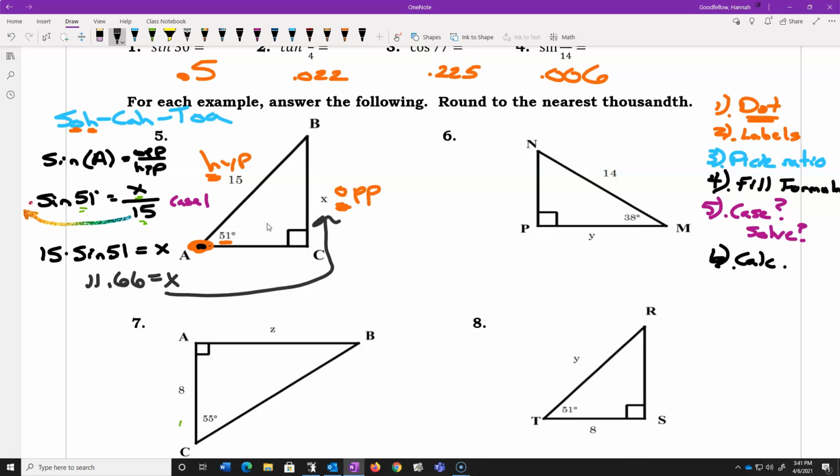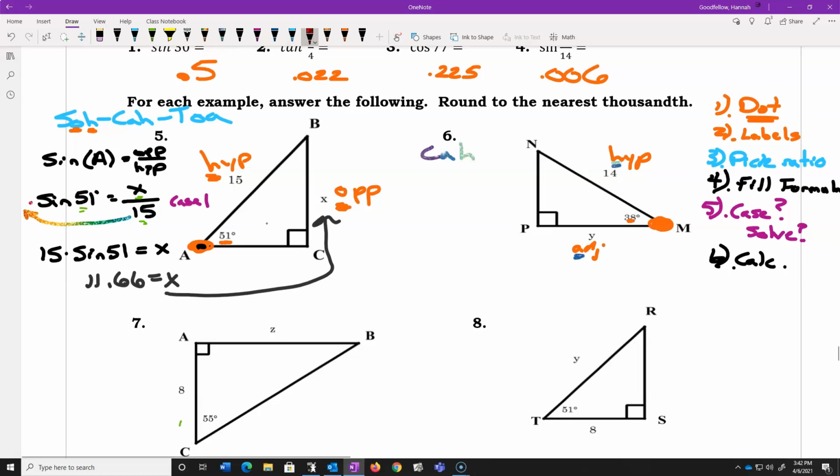Now, the key is to continue to keep practicing with how to plug those things in. Follow the rules. Make a dot. There it is, right there. That's where I'm going to stand because this is where the angle's at. Labels. This would be the adjacent, and this would be the hypotenuse. And the only thing that uses the adjacent and the hypotenuse is CAH.